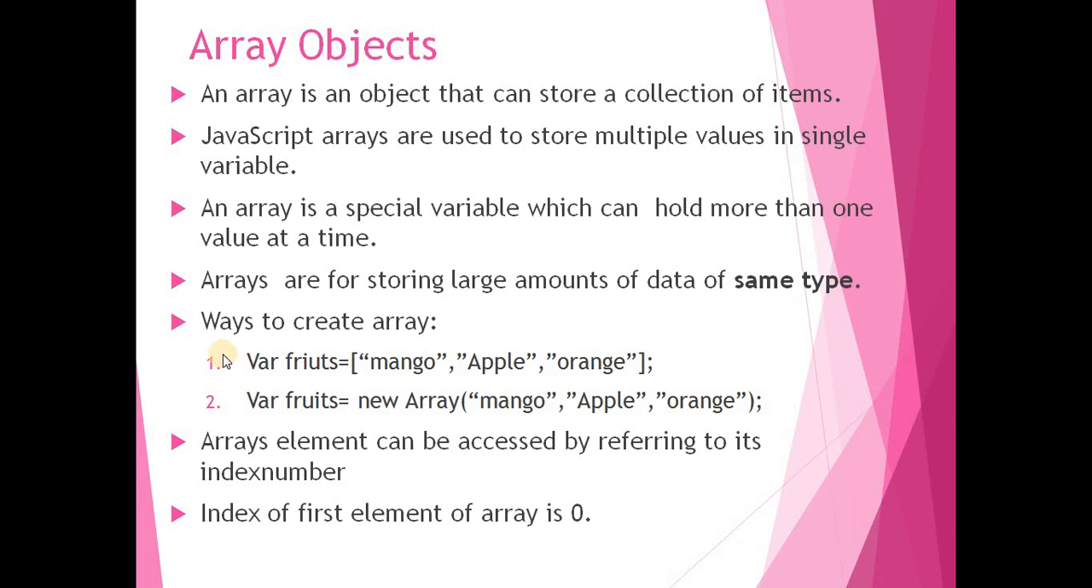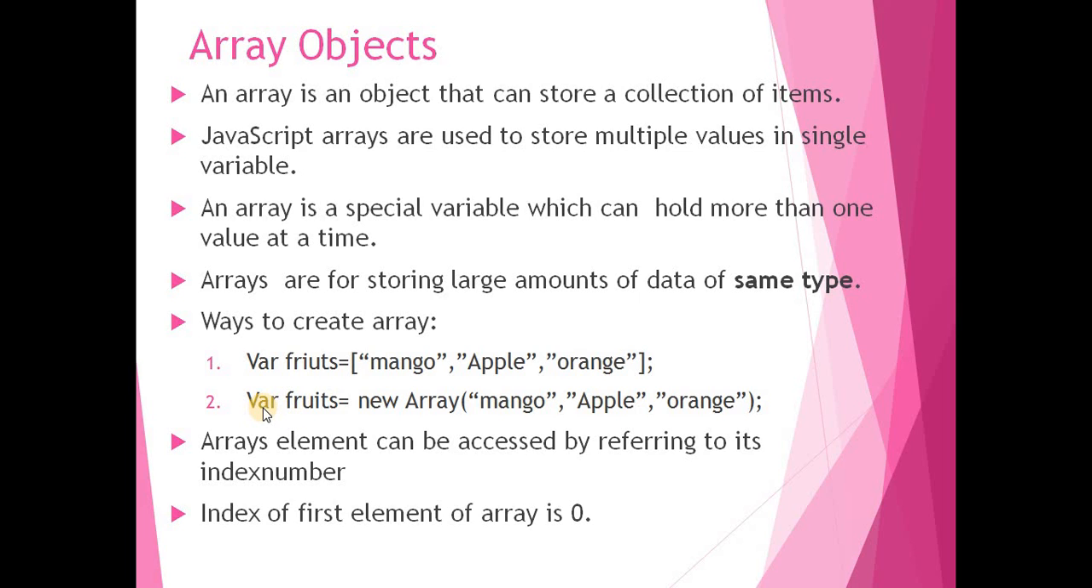Okay. Next, ways to create an array. There are two ways to create an array. The first one, where fruits equal to square brackets, first item, comma, second item, comma, next item. Okay, so you can use square brackets. Fruits is the name of the array. In square brackets, you can write as many items as you want. All of them must be separated by commas. Now here we have used mango, apple, orange. Since these are strings, we are using double quotes. If it is a number, then you need not use double quotes.